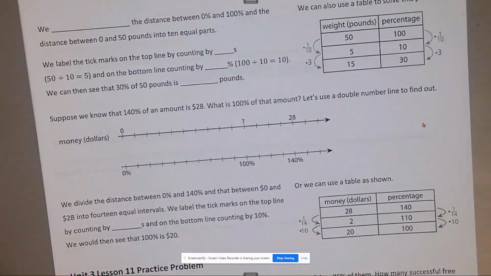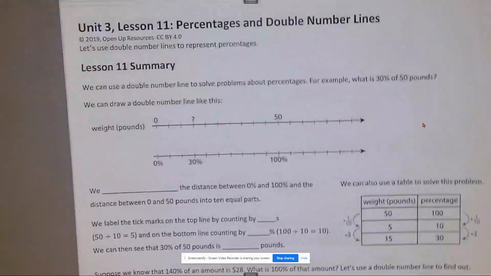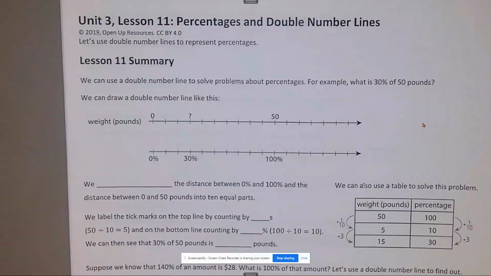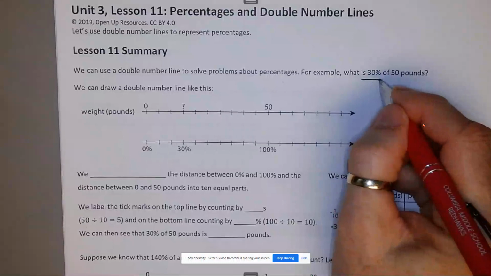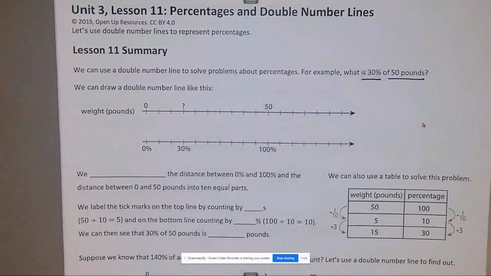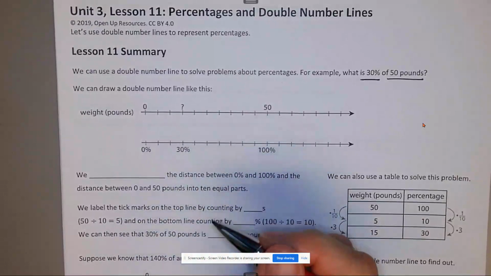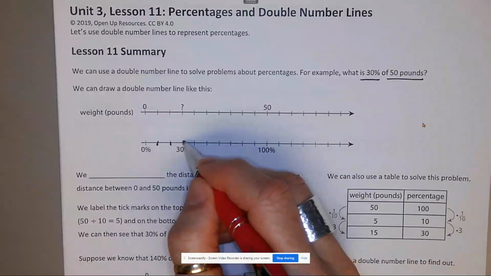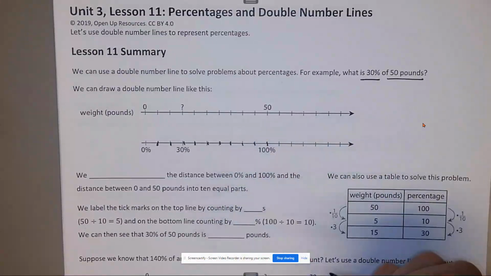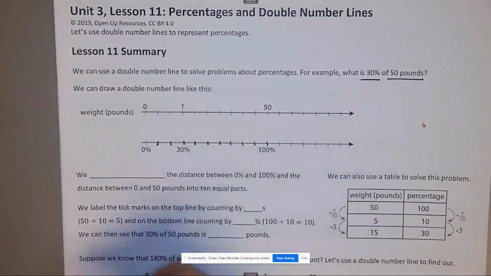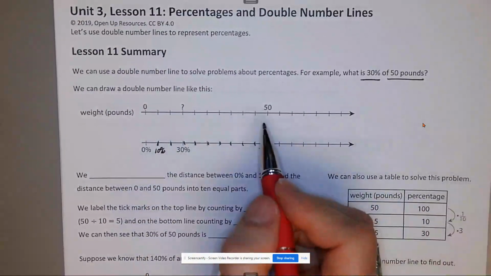All right, lesson 11. Too much stuff on my desk. We can use our double number line to help us with percentages. For example, what is 30% of 50 pounds? So you should notice between the 0 and the 100, there should be 10 spots. 1, 2, 3, 4, 5, 6, 7, 8, 9, 10. So if they divided by 10, these are all counting by tens. There's my 10%, 20, 30, 40.